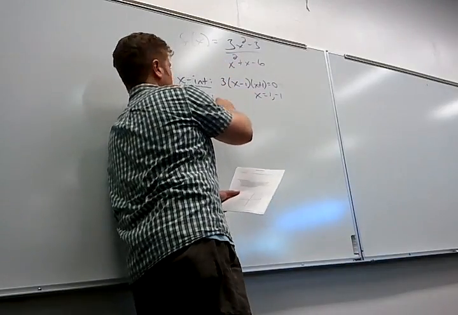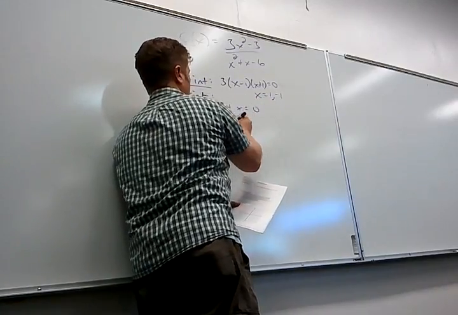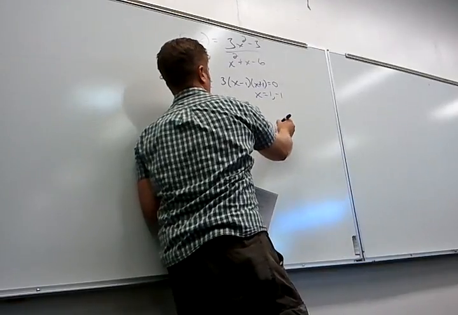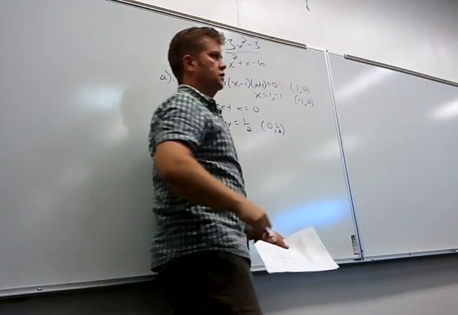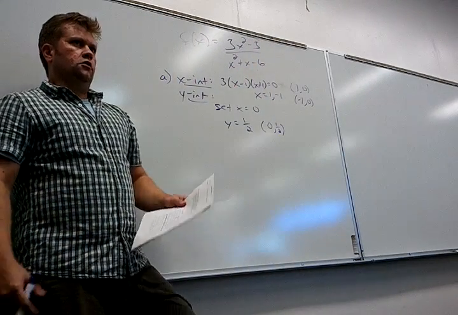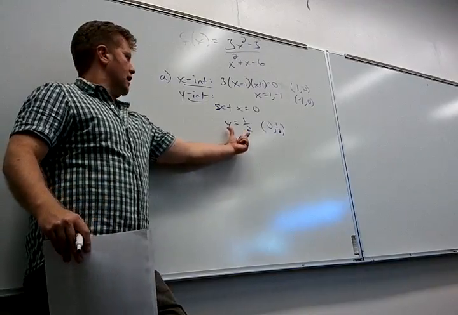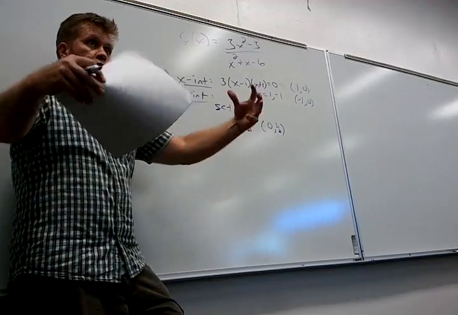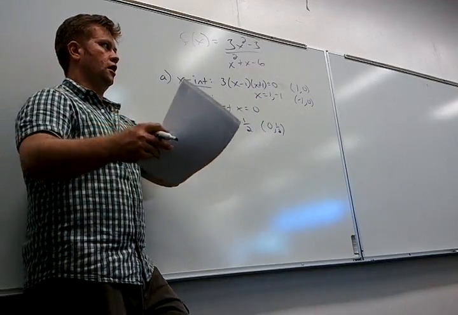Y-intercept. Set x equal to 0. So the y-intercept would be 1/2. So if you want to be practical, you get those intercepts. Cool. Don't mix that up with the asymptote. All right? This is an actual y value of a point. The asymptote equation is an equation of a line. You with me? Okay.